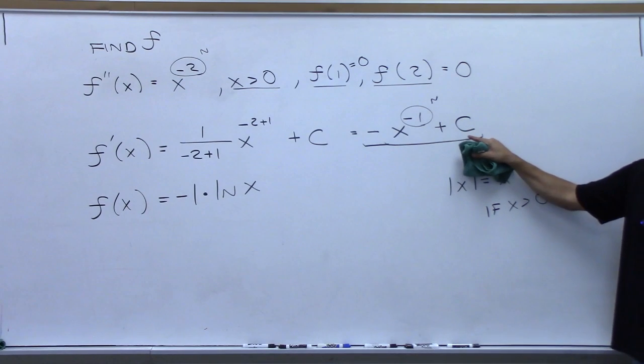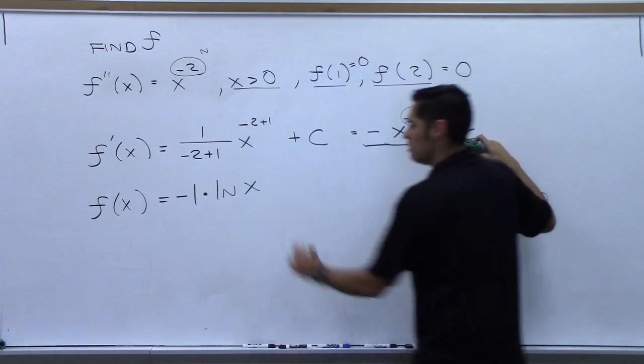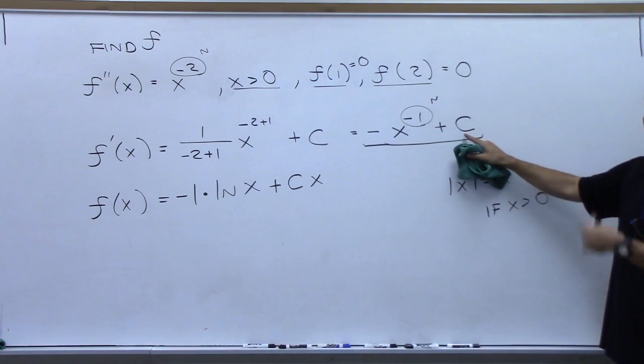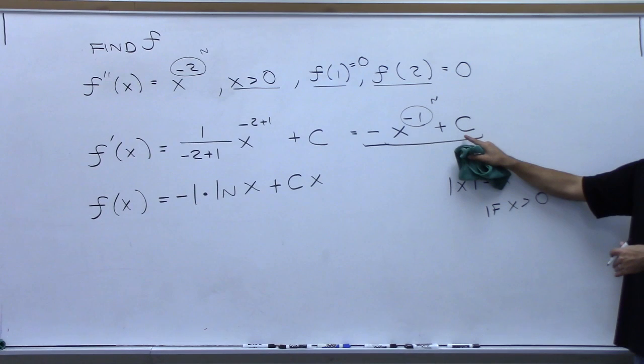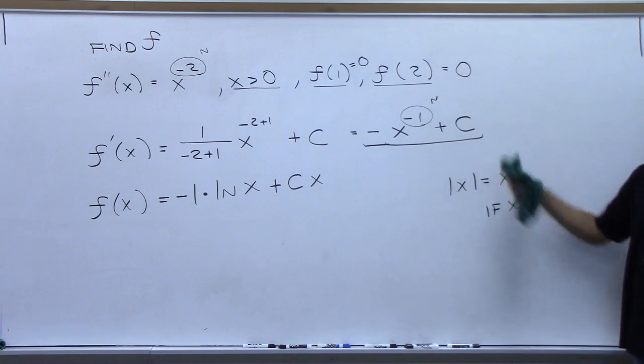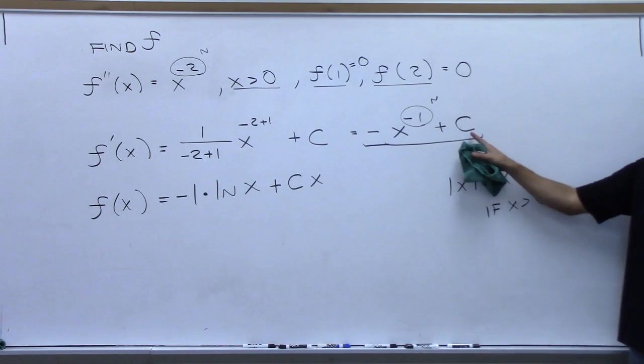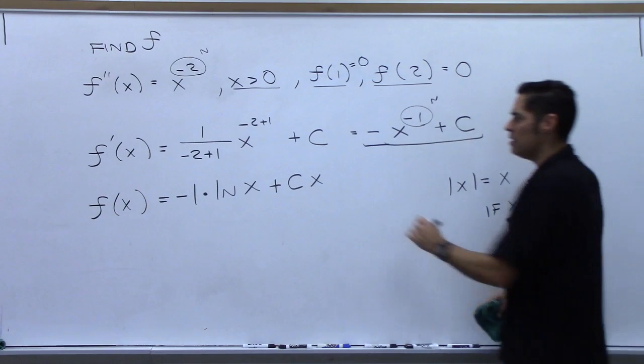What's the antiderivative of c? Cx. C times x. Like if that was 4, the antiderivative of 4 is 4x. Does that make sense? But then, because we took an antiderivative, we always have to have plus c, don't we? But I can't use c because I just used c already. So I'll use d.